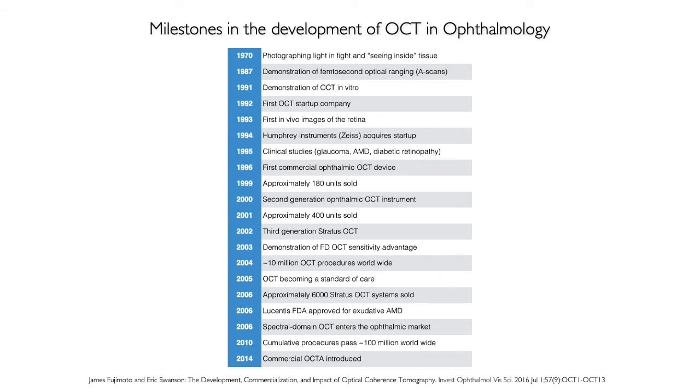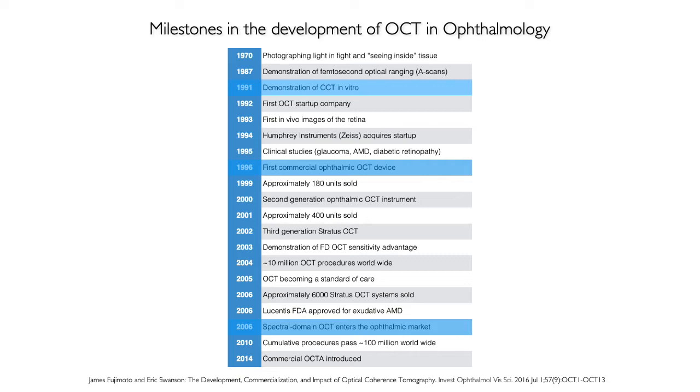I would like just to recall the most important milestones in the development of OCT in ophthalmology. So we know 1991, the first demonstration of OCT in vitro. 1996, we had the first commercial ophthalmic OCT device, which was a time domain based OCT, and at that time it was named OCT1. In 2006, this is, from my point of view, the most important revolution in the OCT development technology.